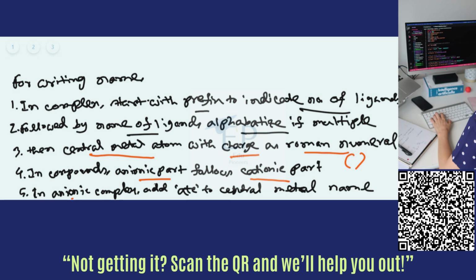And in case of an anionic complex, we have to add an 'ate' at the end of the name of a central metal atom. For example, for iron, it will be ferrate instead of iron, chromate instead of chromium, manganate instead of manganese, and so on.